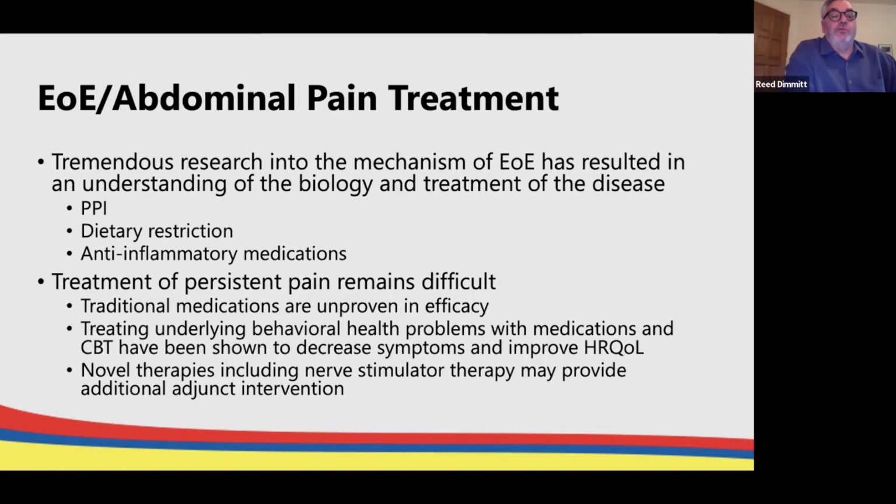Traditional medications that we all use for pain that are not related to inflammation are really pretty unproven in their efficacy. Treating the underlying behavioral health problem with medications and cognitive behavioral therapy has been shown to decrease symptoms and improve health-related quality of life. That was our standard approach. There are some new therapies coming out, and several on the market, for example using a nerve stimulator therapy that may provide an additional adjunct intervention for our pain.